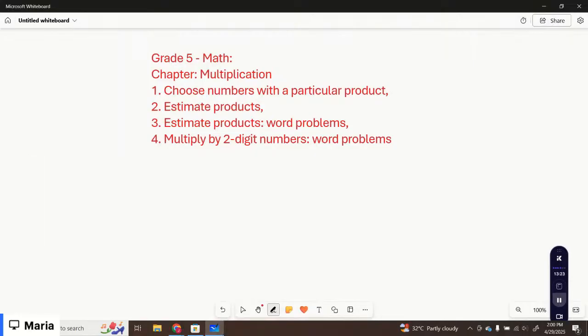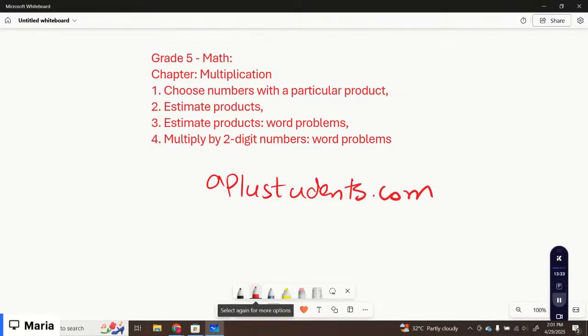You can find all the lessons on aplusstudents.com. You log in there using your email address and password provided by the administrator. Then you have to select math from the subject tab, scroll down to the math, and then click on view all lessons. A list of the chapters.